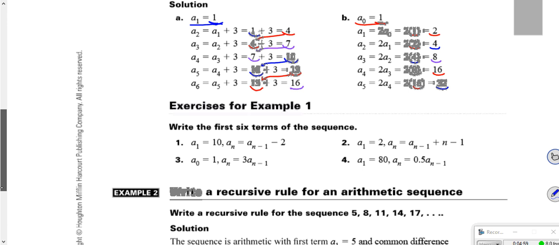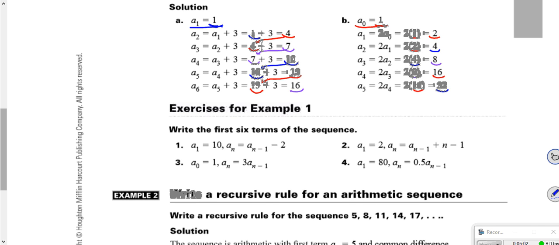Okay, so let's do that on some of these here for exercises for example 1, right? The first 6 terms of the sequence. On number 1, I'm going to do it over here on the left-hand side.